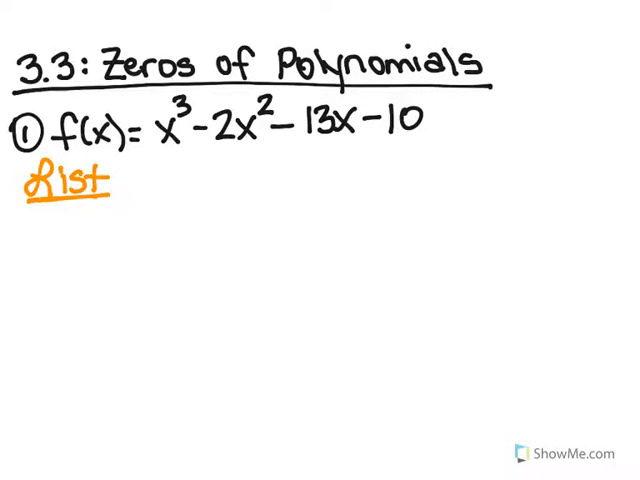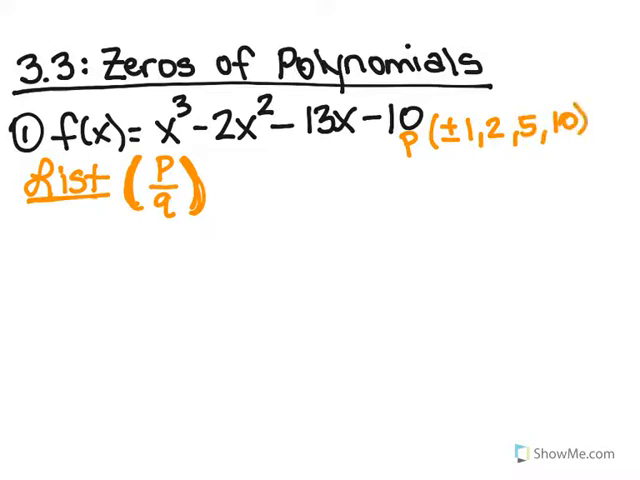So how do I make this list? Well, your list is made up of what we call P over Q, okay? P over Q. Now, what is P and what is Q? Well, P would be the factors of the last number, the constant number, okay? The last number, all the factors that make up 10. So we know that those numbers would be positive and negative 1, 2, 5, and 10. That's all the numbers that would divide into 10. That's what I mean by factors.